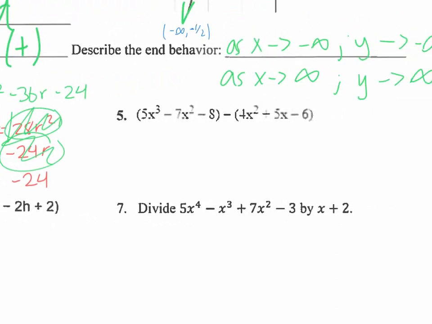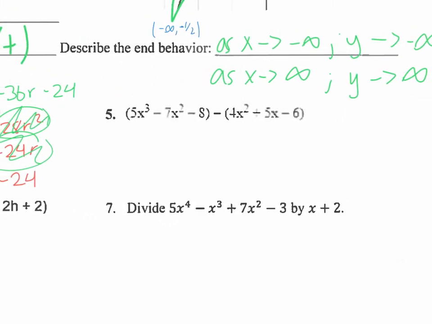On to number 5. I'm just subtracting. Easy peasy. So I'm going to distribute this negative so that I could just combine like terms, since that's a lot easier than subtraction. So I'm going to rewrite the first one.